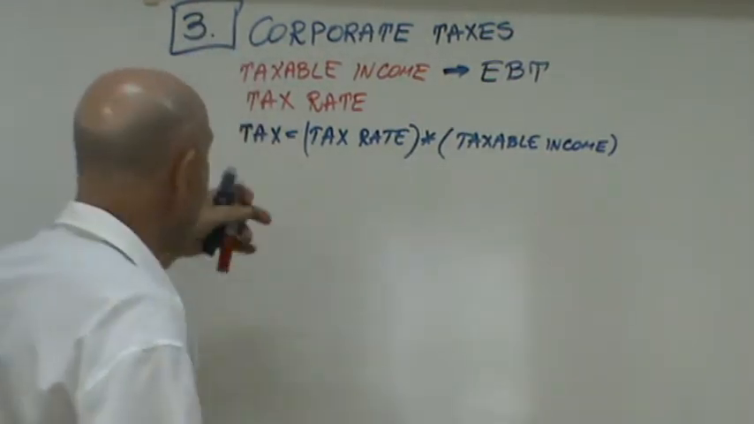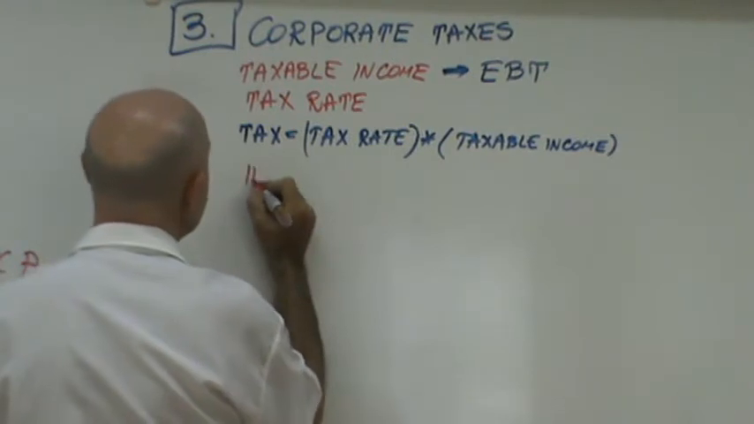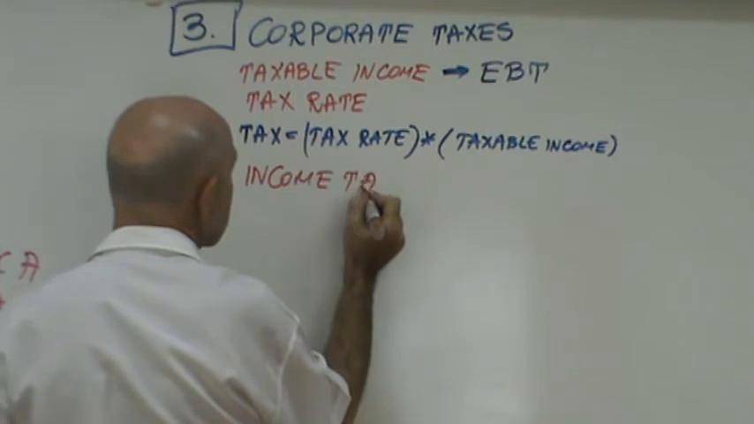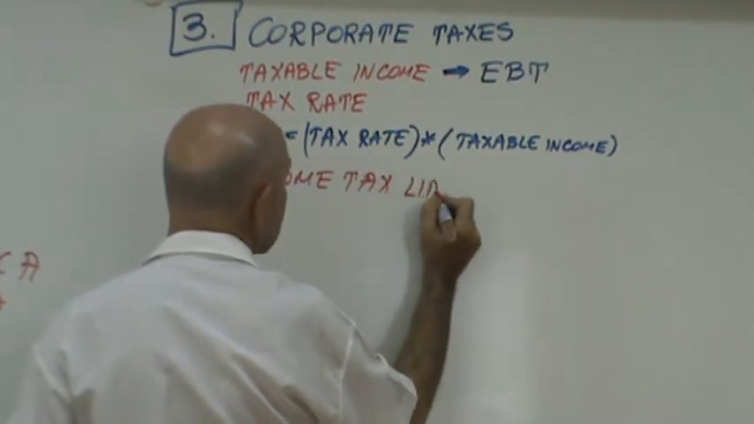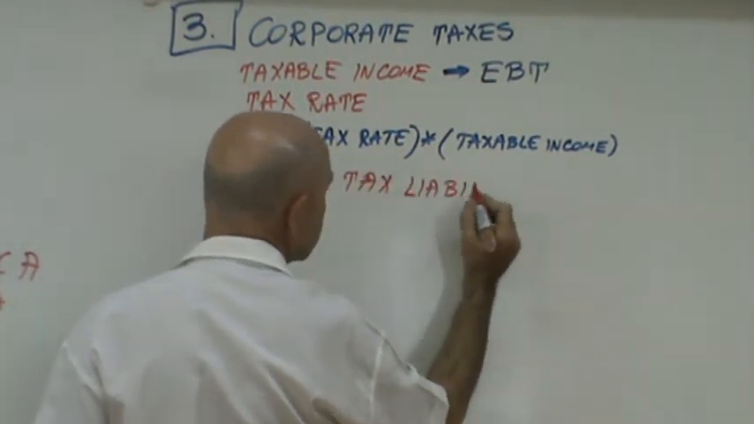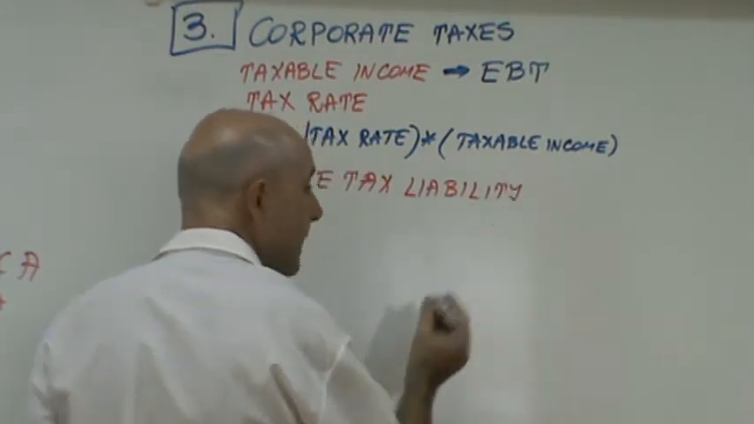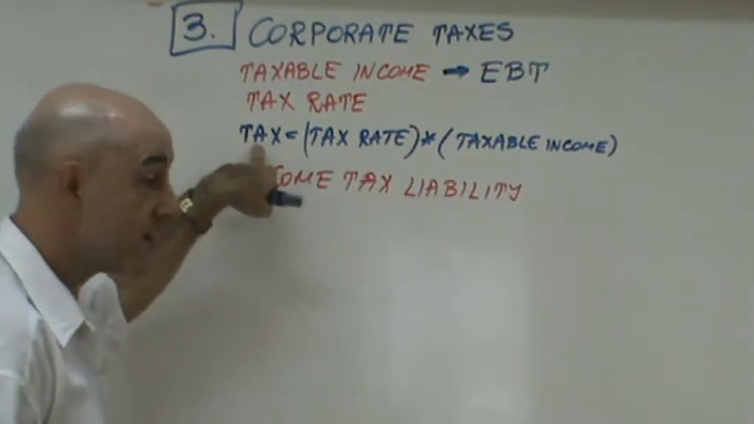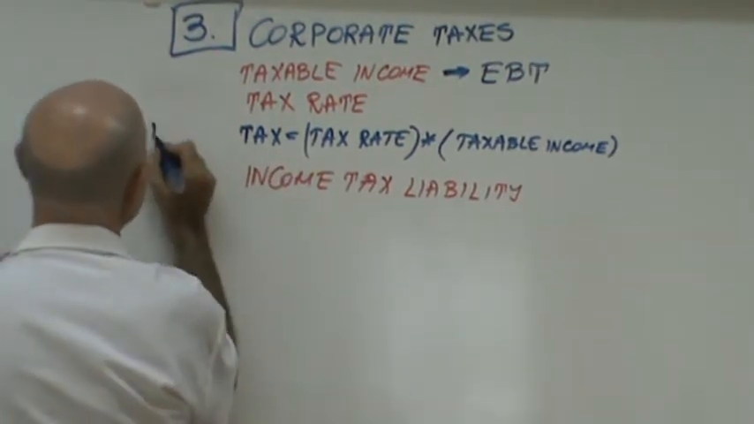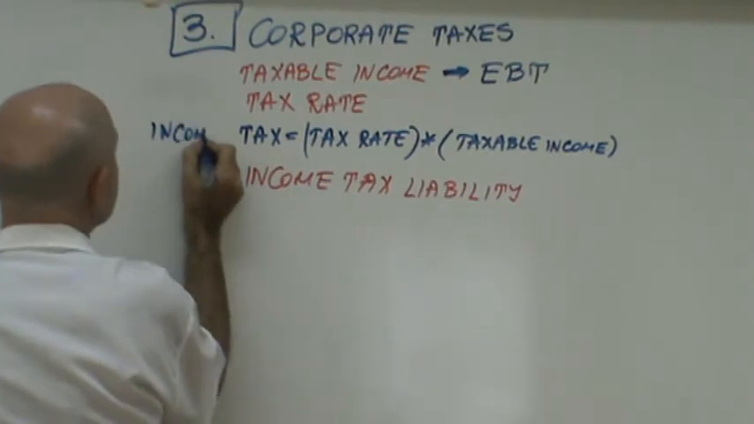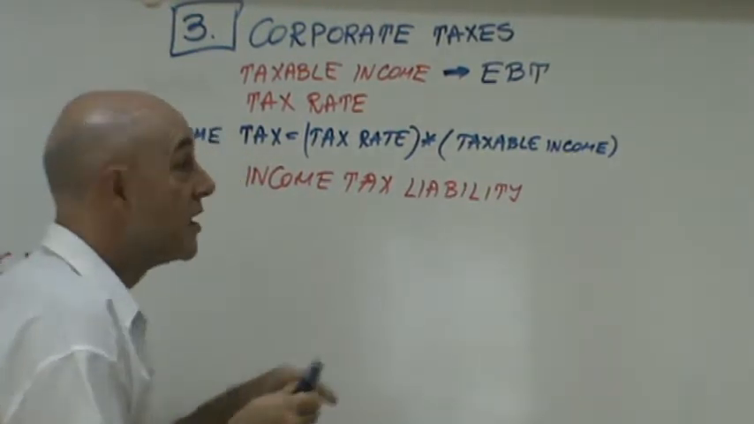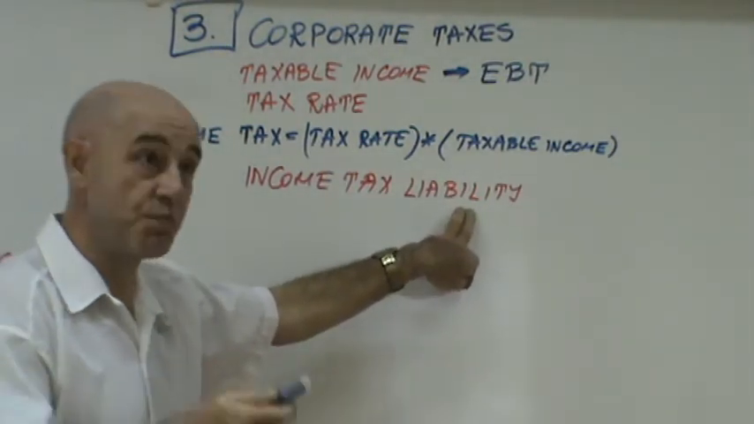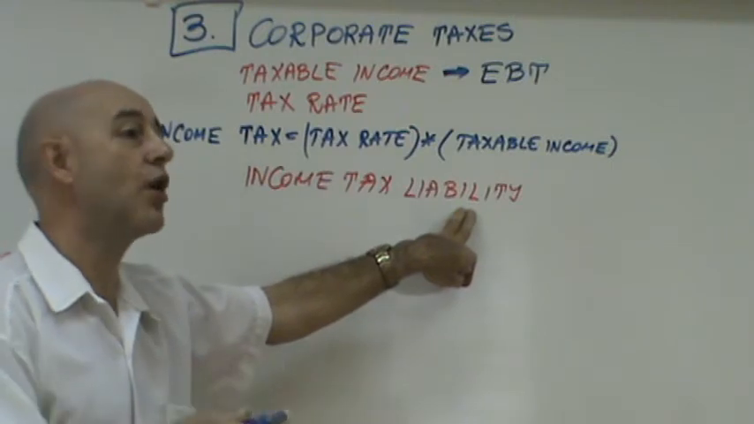Based on your taxes, you have what's called income tax liability. This is the amount of tax. Now when I say here tax, I mean it's exactly the same as income tax. Income tax liability is the amount of money that you're expected to pay to the government for taxes.